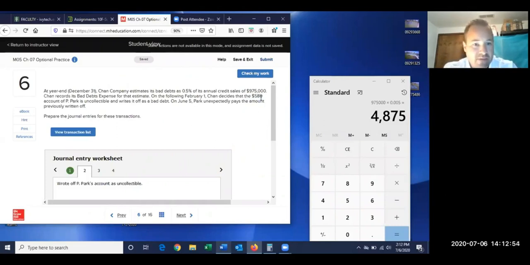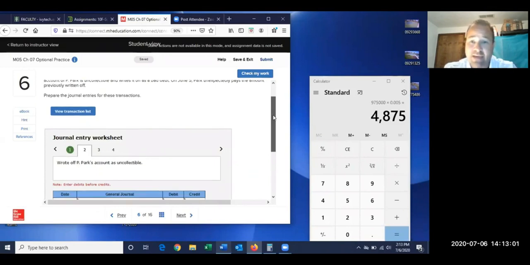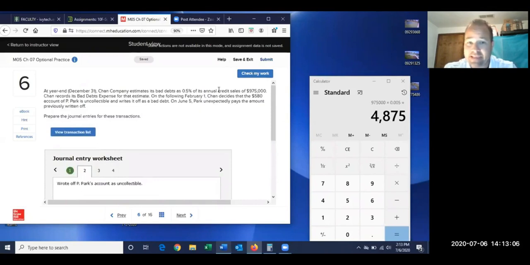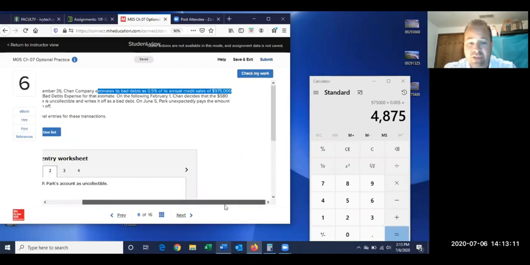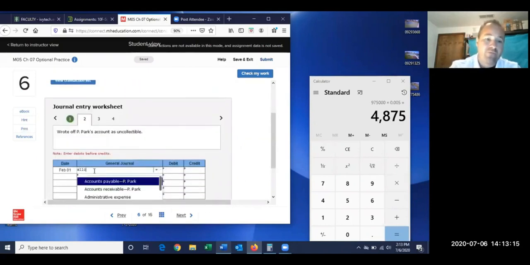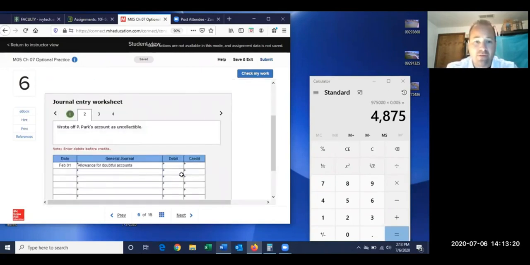We decide that the $580 account of P Park is uncollectible and write it off as bad debt. Now I don't want to debit bad debt expense again because I've already done that back up here when we made this estimate. So what I want to do is come down here and take away from allowance, because it's no longer unknown, $580, and credit the accounts receivable for Park.